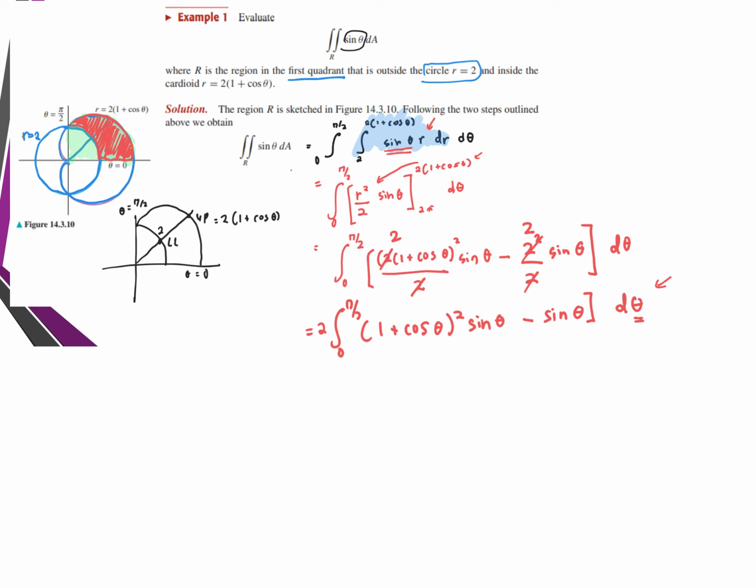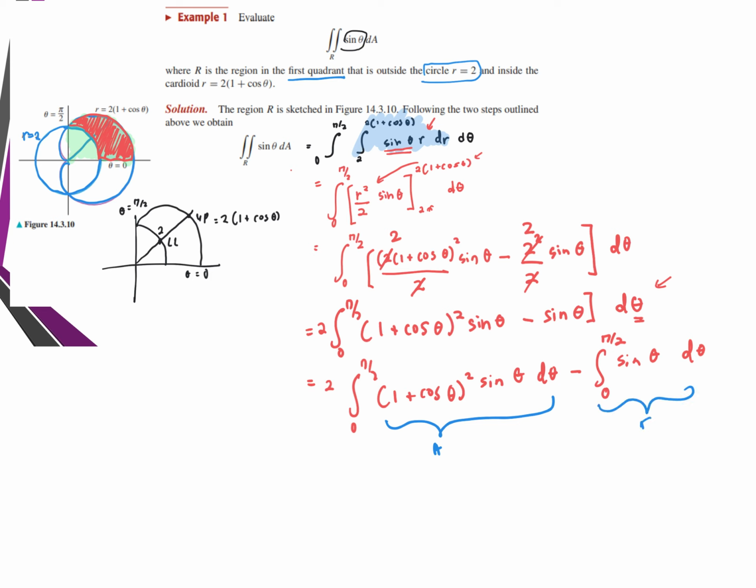Now we are going to use linearity. So we will have pi over 2, 0, (1 plus cos theta) square sin theta d theta minus sin theta d theta. So from here we are going to have two integrals. This one is our A, this one is our B. We integrate differently, so let's integrate part A first.